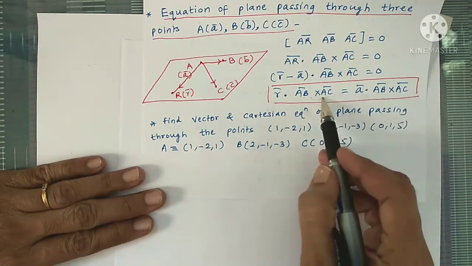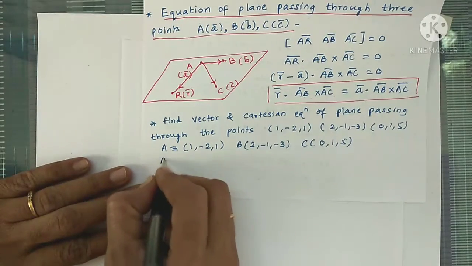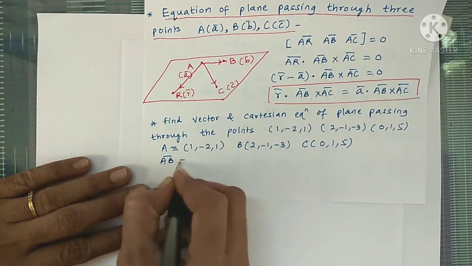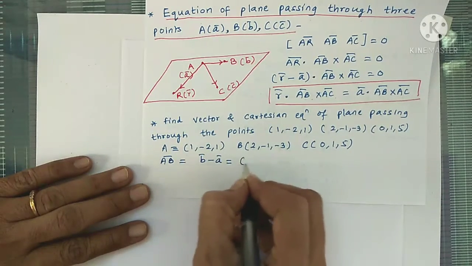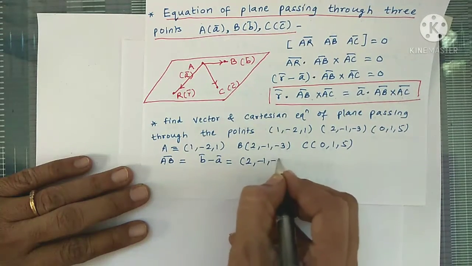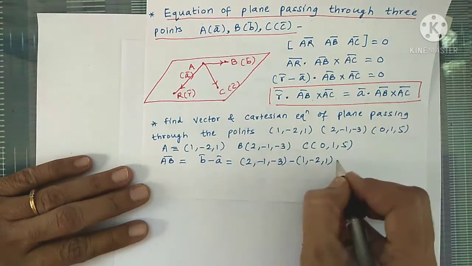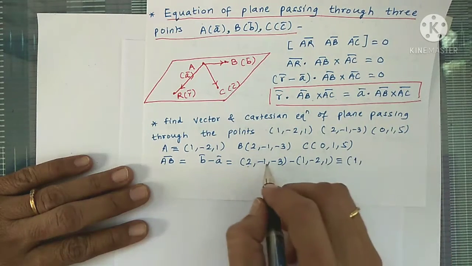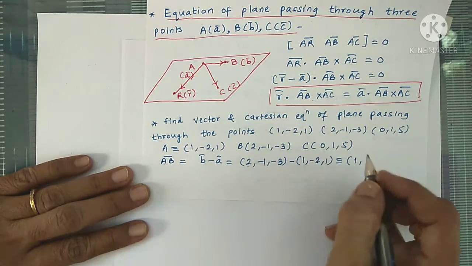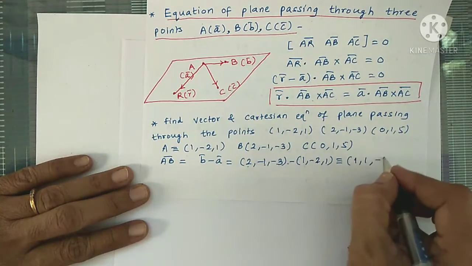So on both sides we require AB bar cross AC bar. Let's find AB bar and AC bar first, and then their cross product. AB bar is B bar minus A bar, that is (2, -1, -3) minus (1, -2, 1). So 2 minus 1 is 1. Minus 1 minus minus 2 becomes plus 2, which is 1 again. Minus 3 minus 1, that is minus 4.